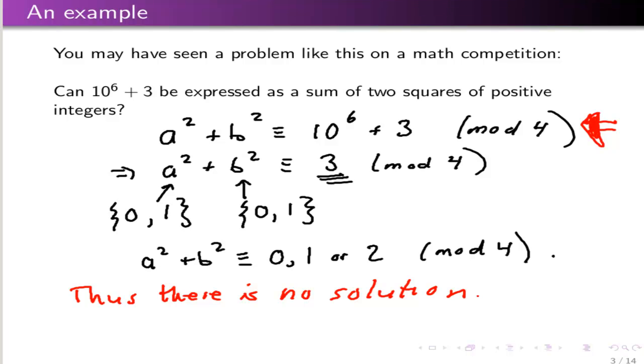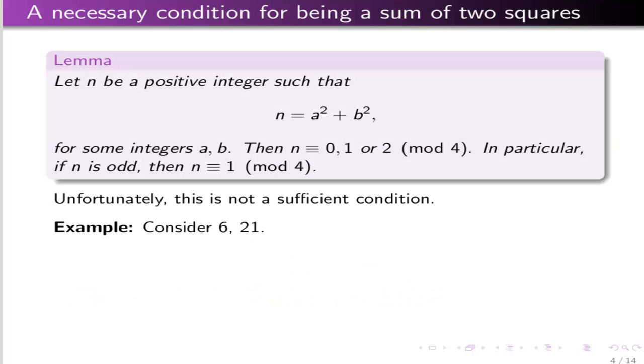And this one example is pointing out a fact that if an integer is a sum of two squares, then it must be congruent to 0, 1, or 2 mod 4. So this is a necessary condition. Let n be a positive integer such that n is a squared plus b squared for some integers a and b, then n is congruent to 0, 1, or 2 mod 4. In particular, if n is an odd number, then it must be congruent to 1 mod 4.